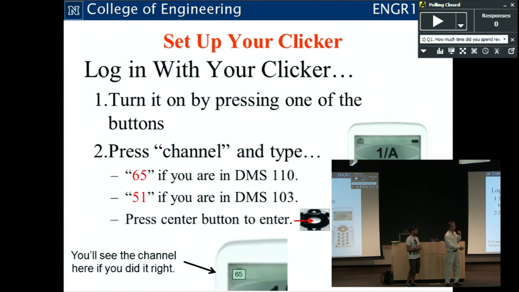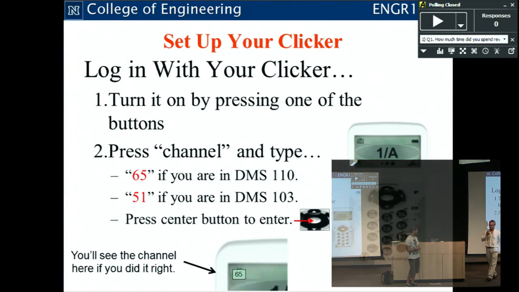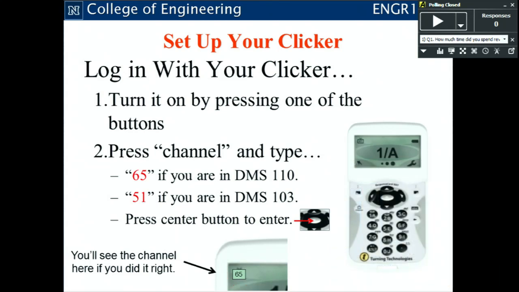You just hit this little channel button on your clicker, well, you can read the instructions, and type in the number and then hit enter afterwards, and you should be all set. If you don't have your clicker today, don't freak out. We're just doing a test run today. It'll start counting towards grades next Wednesday when we get back from the holiday.